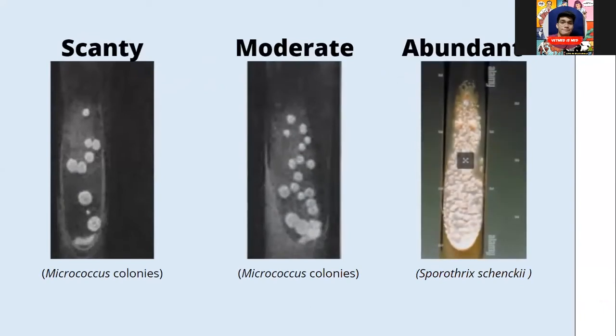Here are the examples of the amount of growth of bacteria in an agar slant. In scanty, we have Micrococcus colonies. In moderate, Micrococcus colony. And in abundant, Sporothrix scanty.